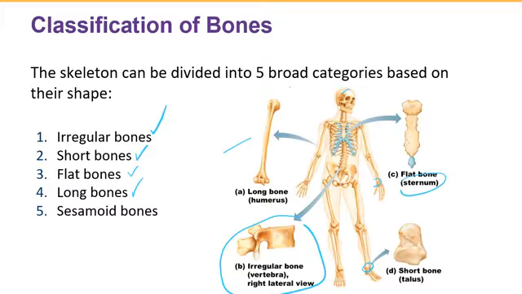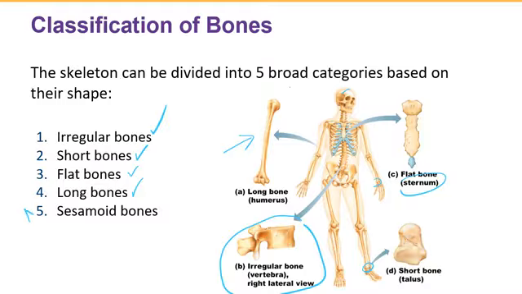Pretty easy and straightforward. They are longer than their width. So they are basically for supporting weight and allowing movement. Most of them are found in our upper limb and our lower limb. These are long bones, like the bones of our arm, the bones of our thigh, even the bones of our hand or fingers. These are long bones.